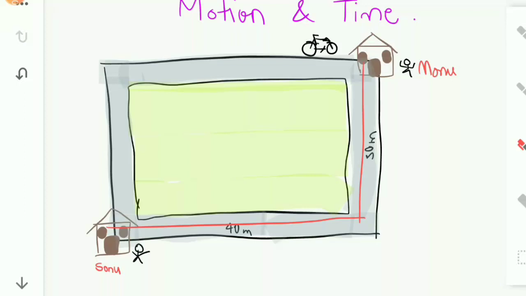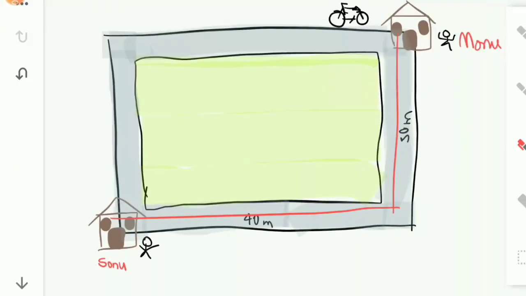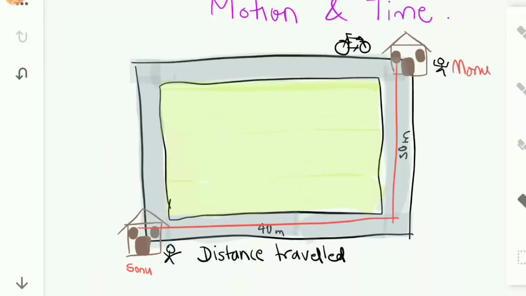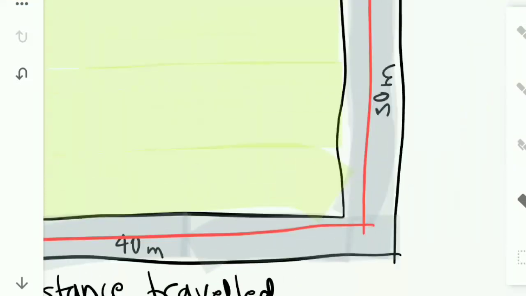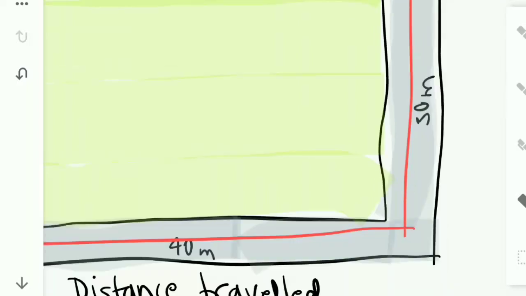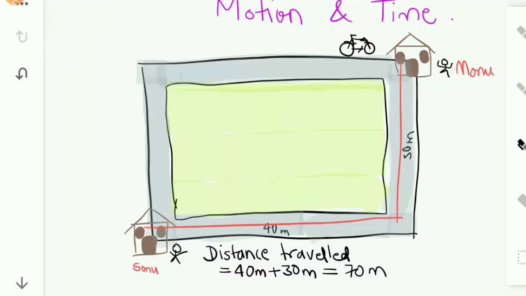So what is the total distance traveled by Sonu? It's going to be this distance and this distance. Now how will you measure it? It's given that length of the park is 40 meters and breadth is 30 meters. So, distance traveled will be 40 plus 30 meters, which is equal to 70 meters.